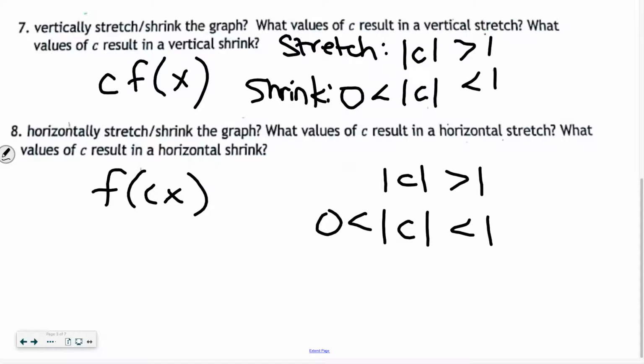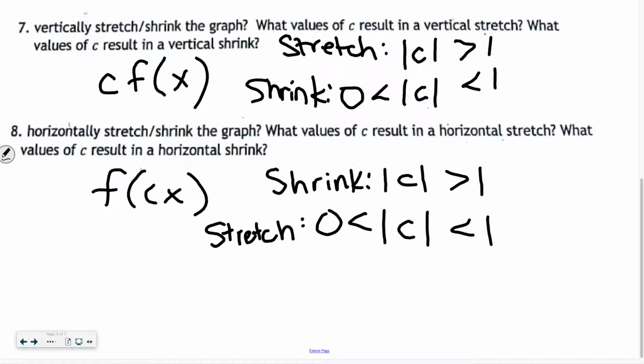What happens for horizontal stretch and shrink? Jasmine? It's the opposite of what it is for the vertical. Yeah. So what it was for the vertical probably makes a lot of intuitive sense, right? When it's greater than 1, it stretches it. When it's less than 1, it shrinks it. And when you get to horizontal stretch and shrink, it's the opposite. So it's kind of like H, where left and right is the opposite of what you think it will be. So this is going to be a shrink when C is greater than 1. And this is going to be a stretch when C is between 0 and 1.